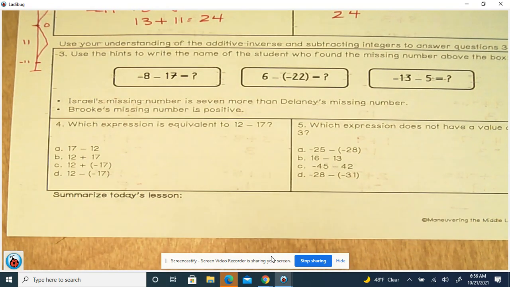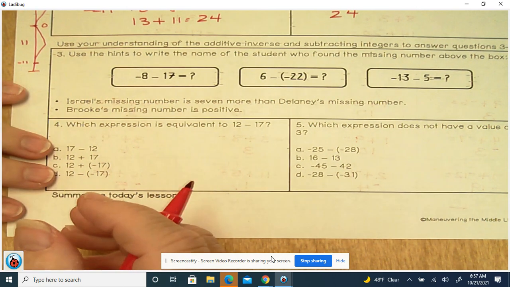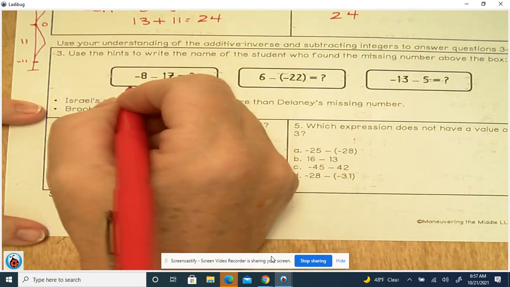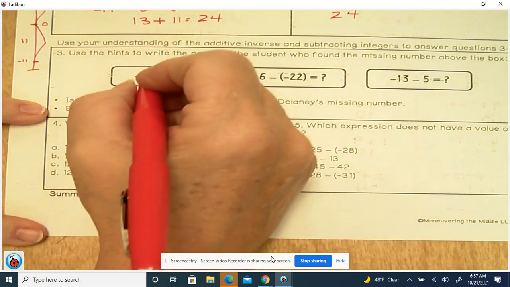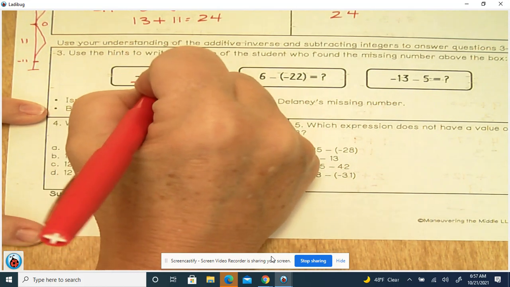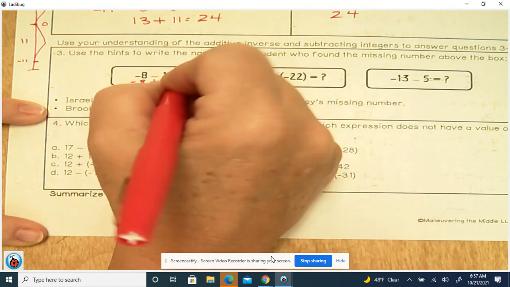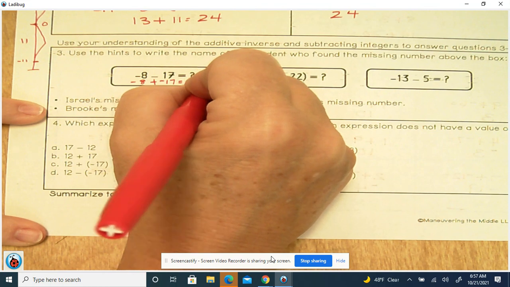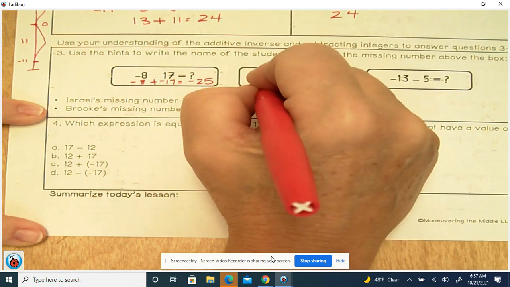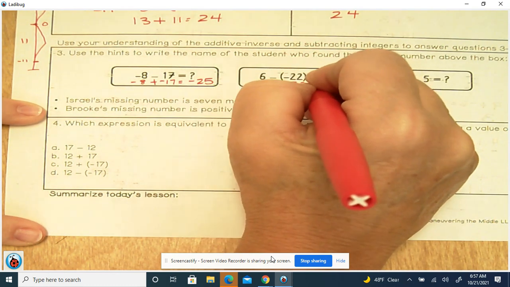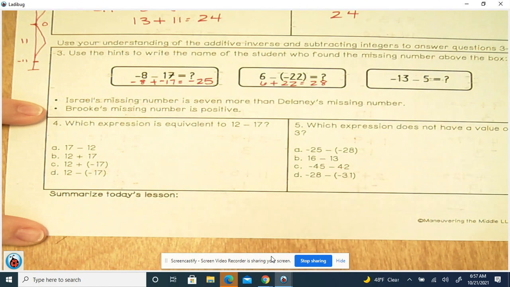Number 3, use hints to write the name of the student who found the missing number above in the box. We've got a negative 8 plus a negative 17. Change the minus to a plus, change the sign of next. And that keeps the same sign, add and keep, which is a negative 25. Keep the 6, change the minus to a plus, change the sign of next. 22 plus 6 is 28.